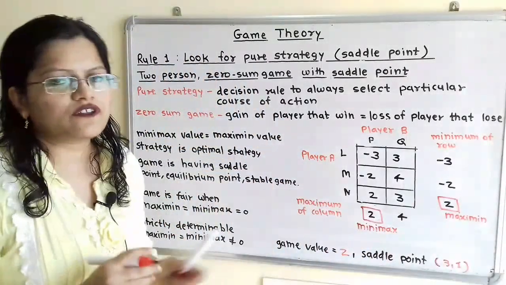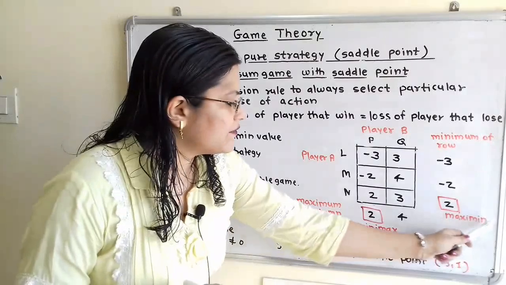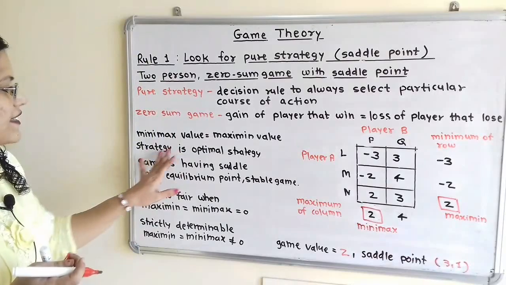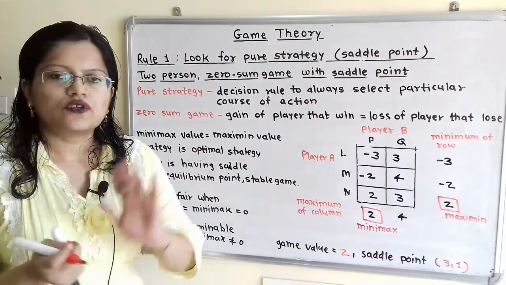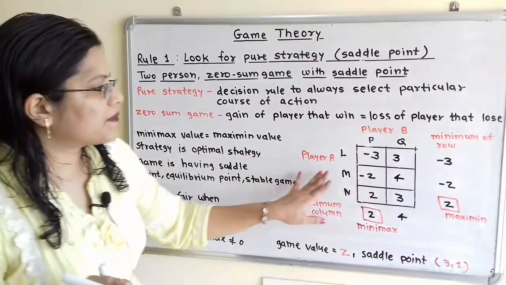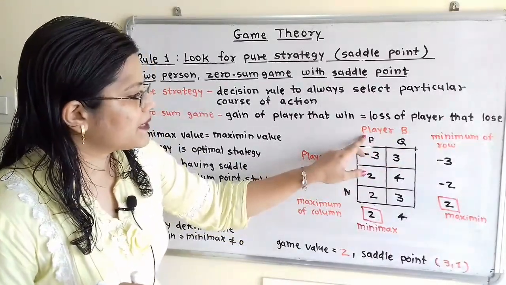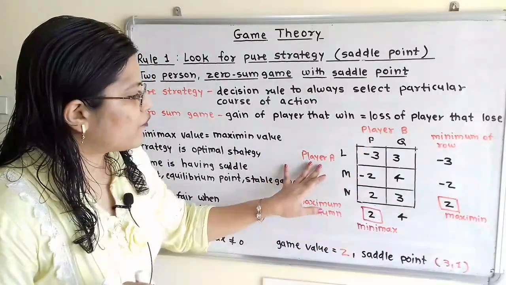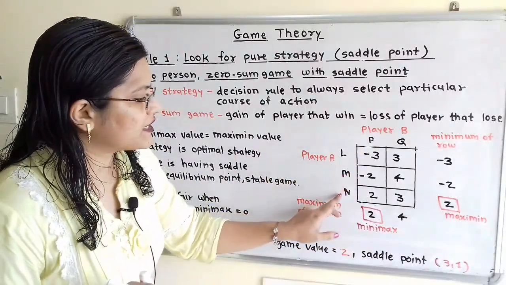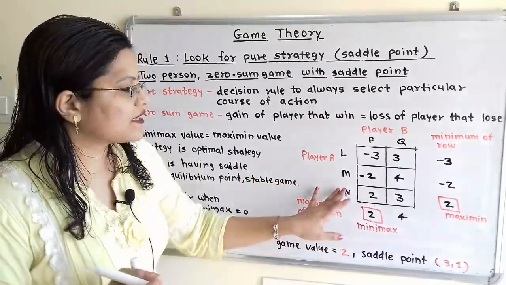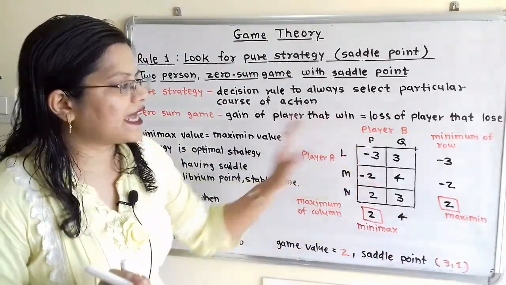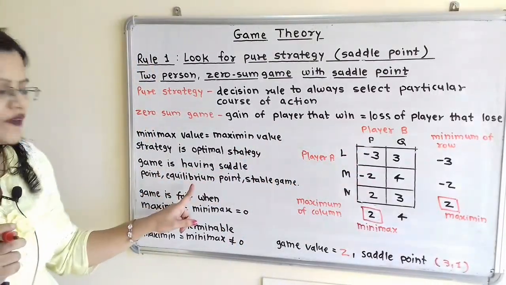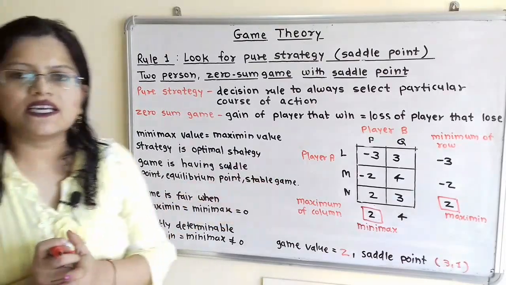Now if we observe this question, here the maximin value is equal to the minimax value. And so we can say that the strategy is the optimal strategy. So what is the best strategy? Here the best strategy for player B will be that he should choose this strategy or choice P, and for player A he should choose this strategy N. So these are the best strategies available to player A as well as player B. Now this game has a saddle point, or we can say equilibrium point, or this is a stable game.